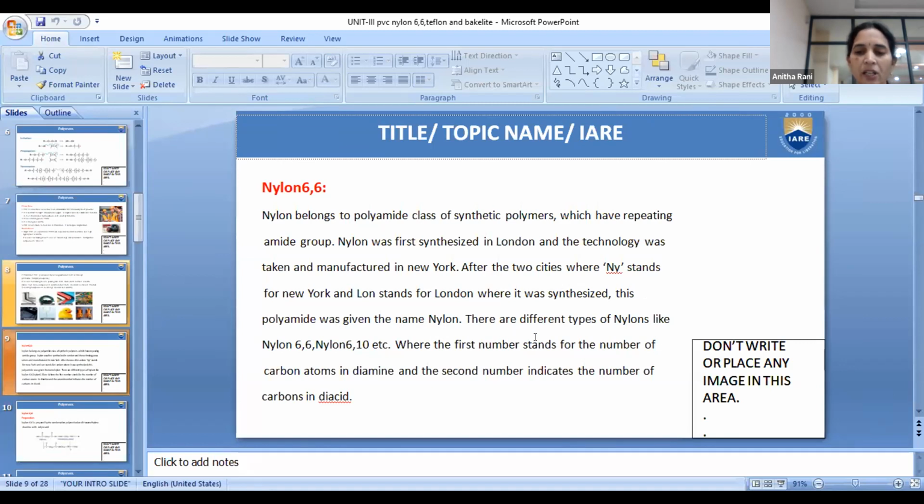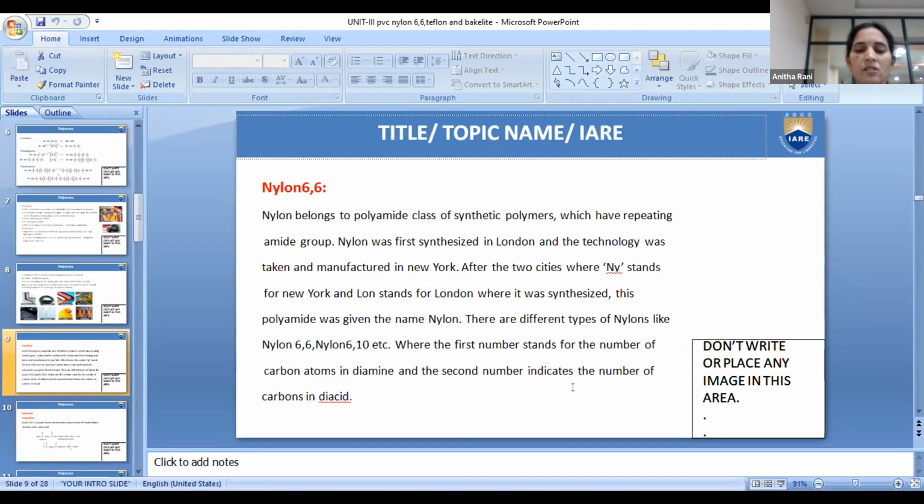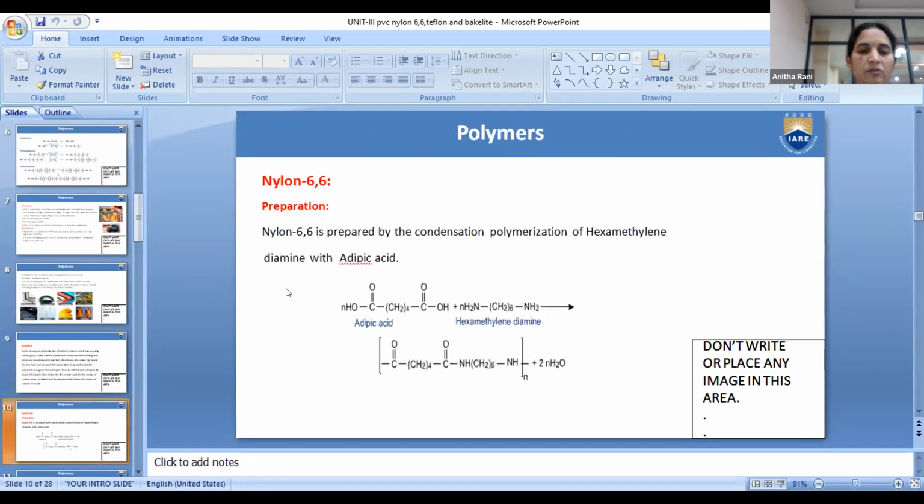There are different types of nylons, like nylon 6,6, nylon 6, nylon 10, etc. But we are going to discuss only nylon 6,6. In nylon 6,6, the first number stands for the number of carbon atoms in diamine. So the first number 6 indicates the number of carbon atoms in diamine. And the second number indicates the number of carbons in the diacid, that is the number of carbons in adipic acid: 1, 2, 3, 4, 5, 6.